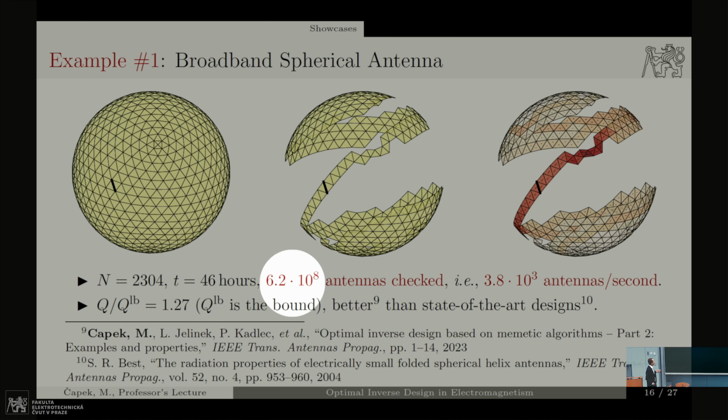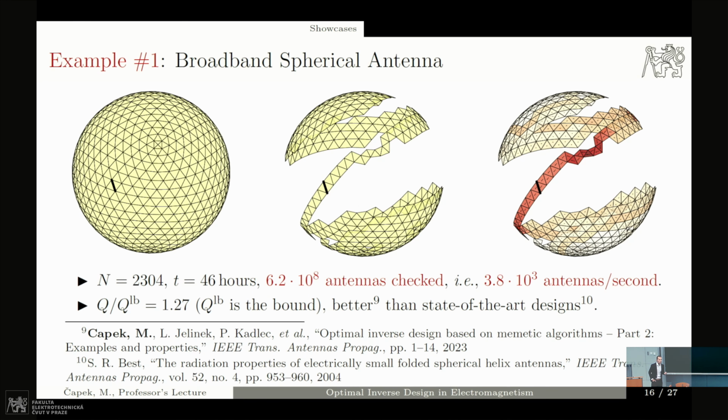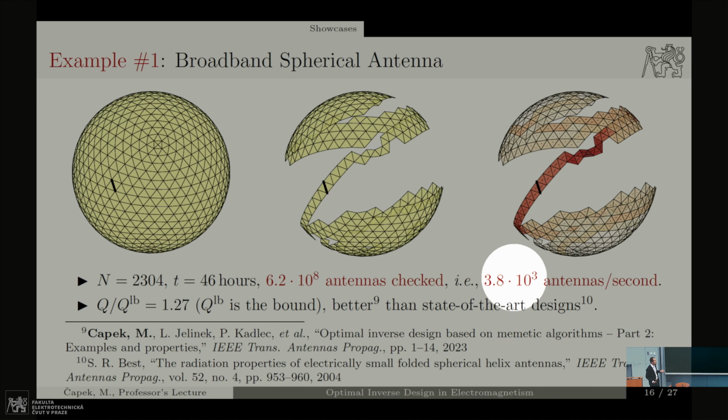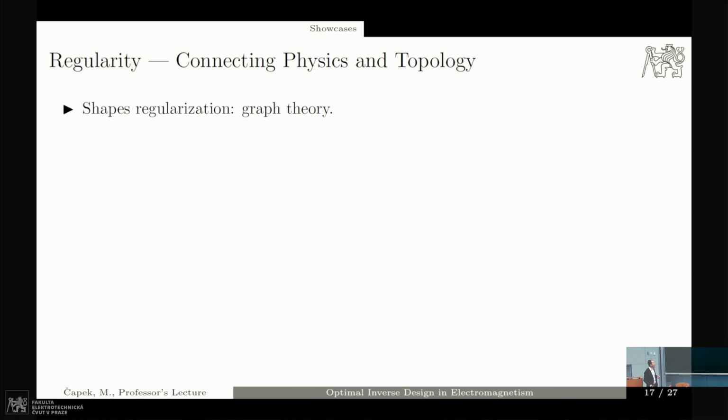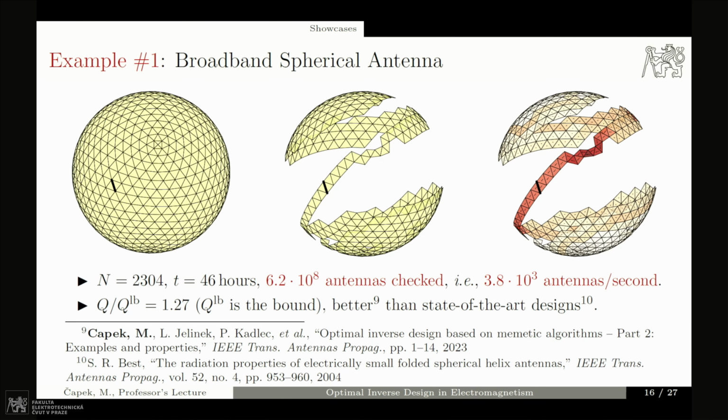But notice this number. Within that 46 hours, we were able to investigate and evaluate 620 millions of antennas, which makes 4,000 antennas per second. If you open your electromagnetic simulator and draw this there, it will take minutes to calculate one antenna. Okay, but you maybe notice that the shape is not very regular.